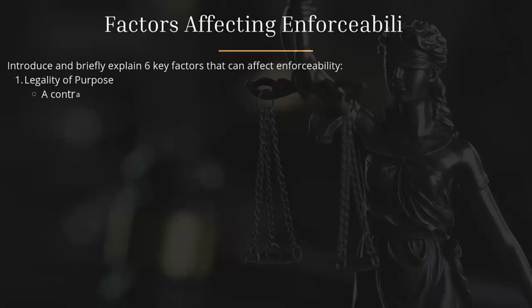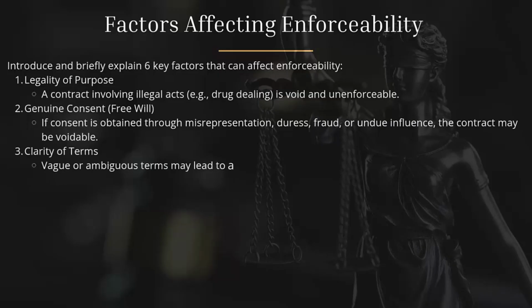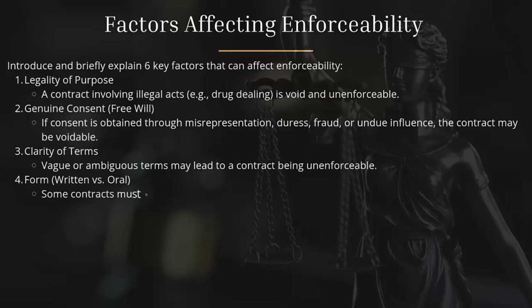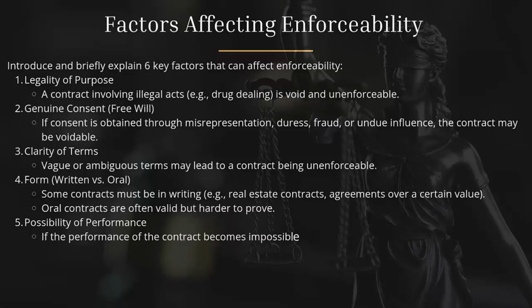Factors affecting enforceability. Introduce and briefly explain 6 key factors that can affect enforceability. Legality of purpose: a contract involving illegal acts is void and unenforceable. Genuine consent: if consent is obtained through misrepresentation, duress, fraud, or undue influence, the contract may be voidable.